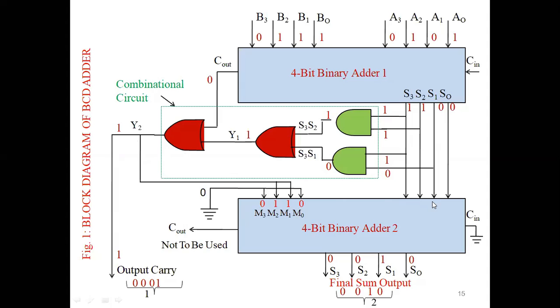And here what S3 S2 S1 S0 values did we get? 1 1 0 0, right? So add the values 0 1 1 0 and 1 1 0 0. M0 value 0, S0 value 0, 0 plus 0 is 0. Next M1 value 1, S1 value 0, 1 plus 0 is 1, so S1 is 1. Next M2 value 1 and S2 value 1. So 1 plus 1 is 10, so 0 and carry 1 remains.